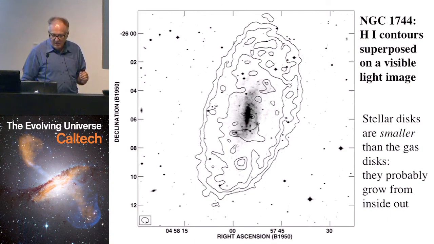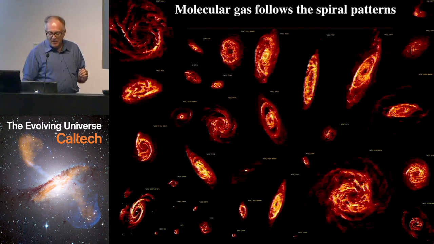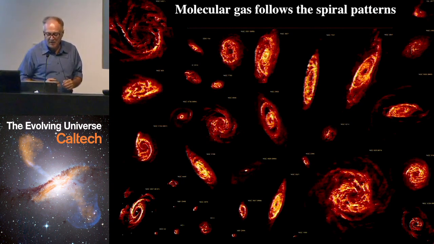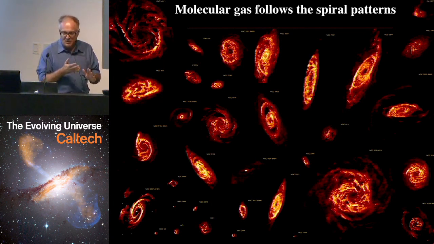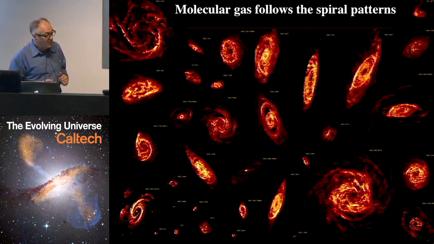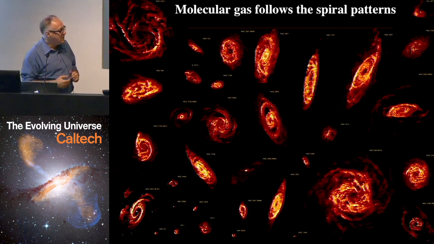On the other hand, if you look at dense gas, like molecular gas, you find out that it follows the spiral arms very nicely. And this is, again, not a great surprise, because spiral arms, by compressing gas, are what stimulates a lot of star formation in the disks. But these are just images taken in the lines of molecular hydrogen or carbon monoxide.